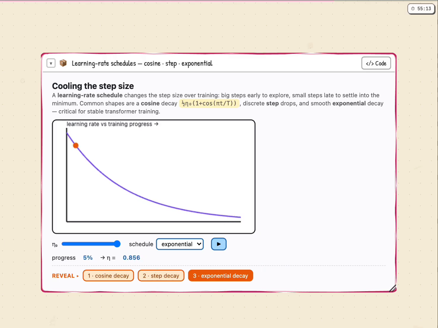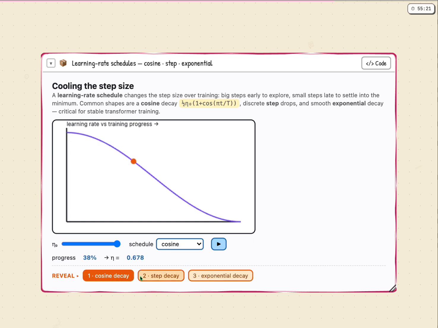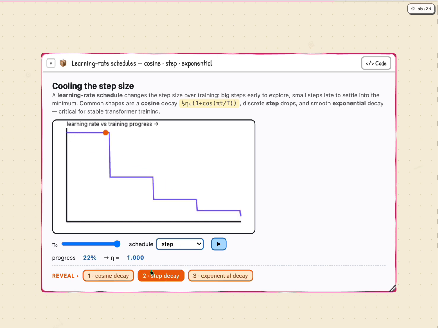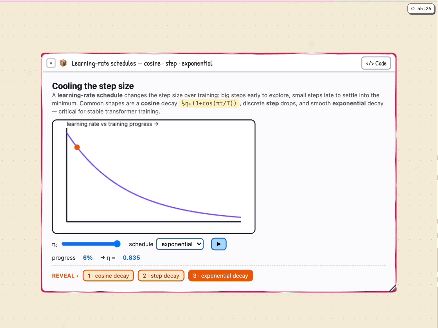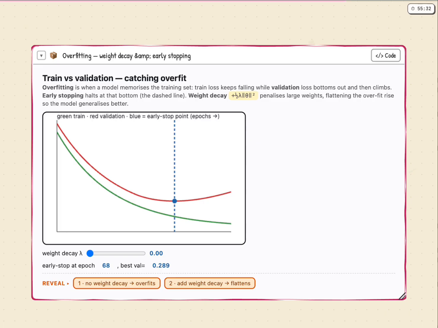Get the schedule right and a transformer trains smoothly. Get it wrong and the loss spikes and the whole run can fall apart. Here's the trap that catches every beginner, and the reason we split our data into two piles. It's called overfitting. When you train, you watch two numbers: the training loss, how well the model does on the data it's learning from, and the validation loss, how well it does on fresh data it has never seen.